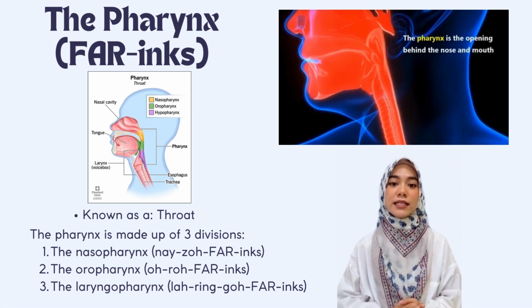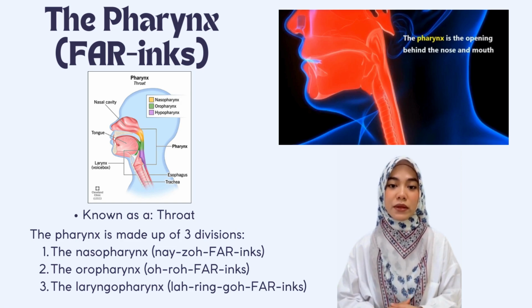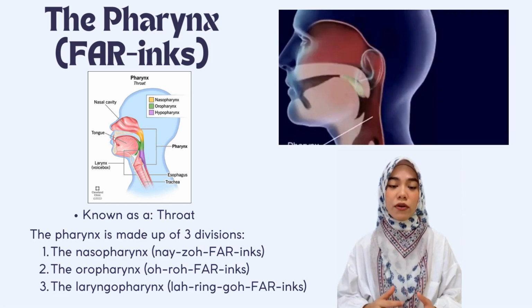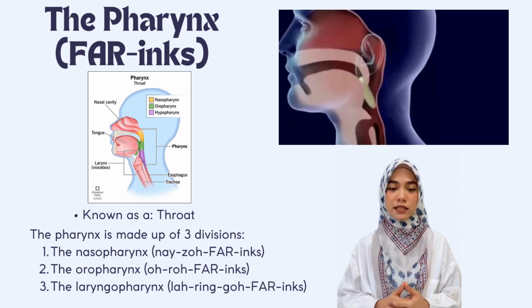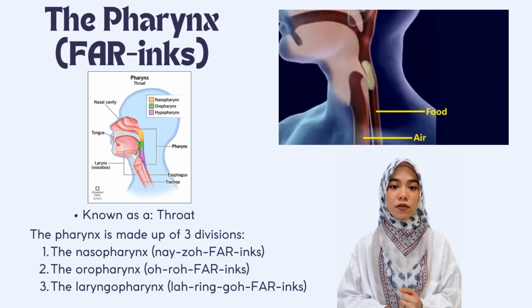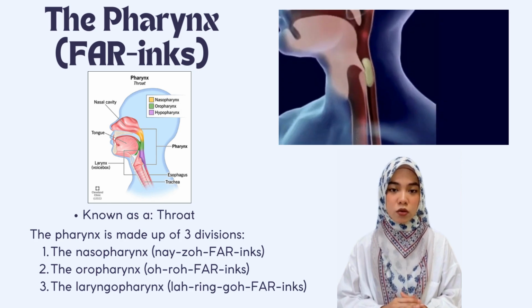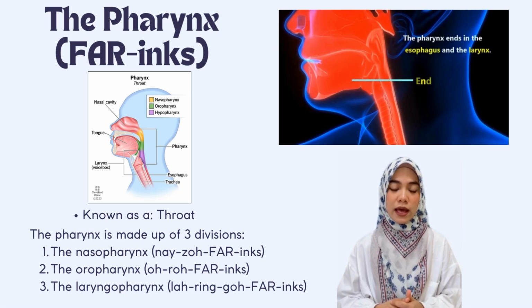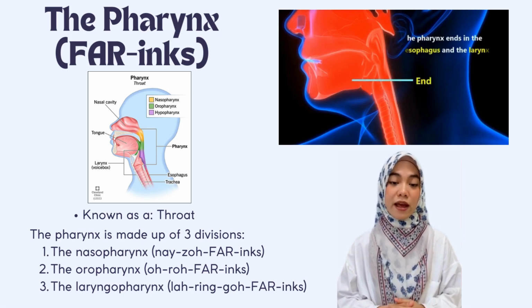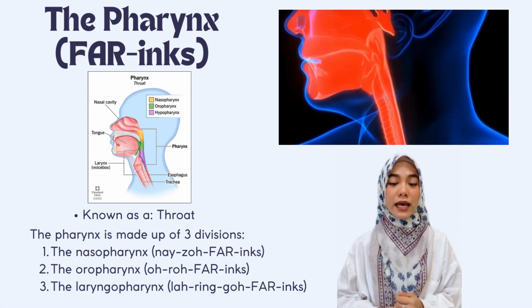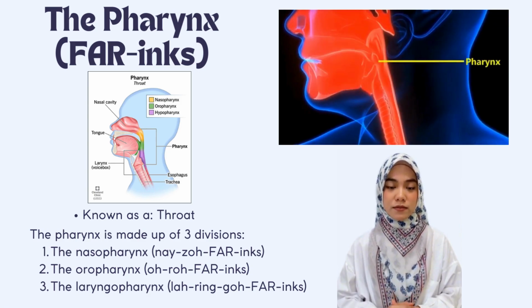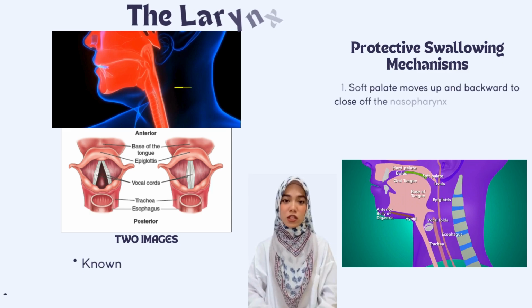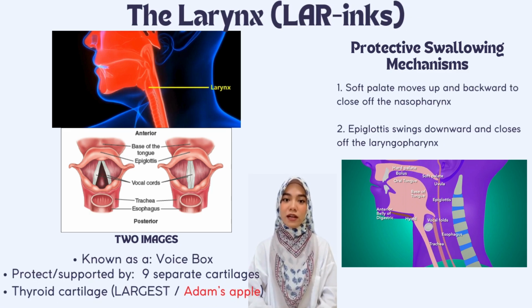The third one is the laryngopharynx. The laryngopharynx is also shared by both the respiratory and digestive systems. Air, food, and fluid continue downward to the opening of the esophagus and trachea, where air enters the trachea and food and fluids flow into the esophagus.